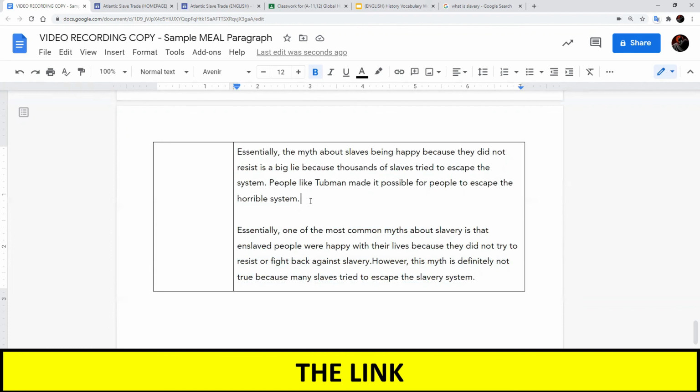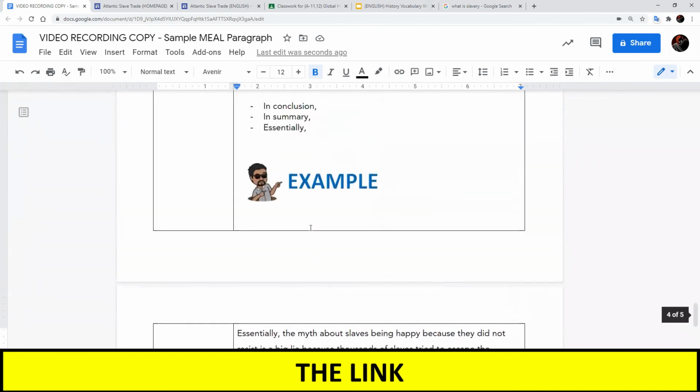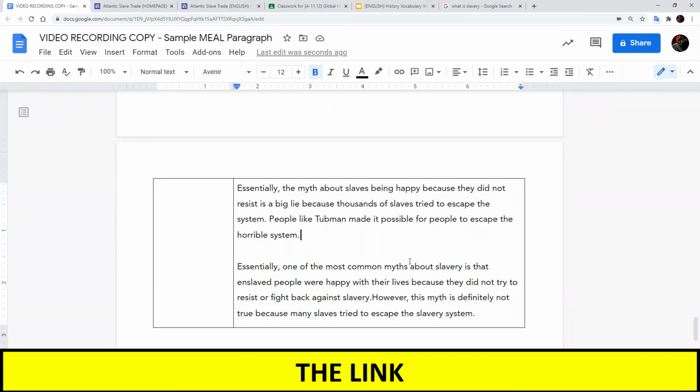Whatever method you use, as long as it's clear and it gives an idea of what the paragraph was about, then you've done your job, right? So that was the link. That was the last section of this meal paragraph. If you were able to follow along by watching this video and also looking at the sample meal paragraphs that I've provided for you, then that's it. Then you are finished with this meal paragraph.